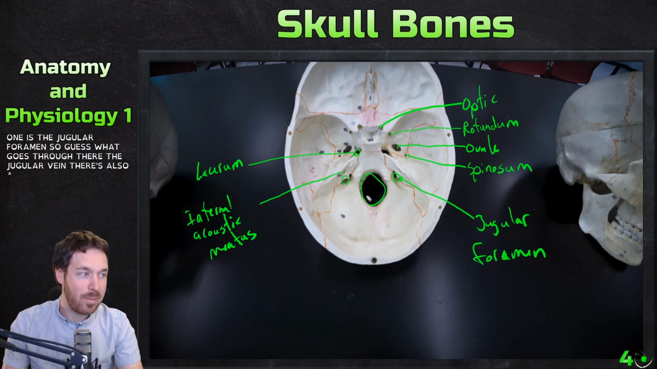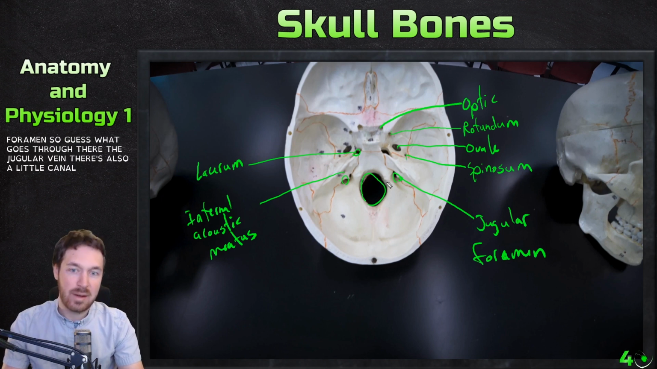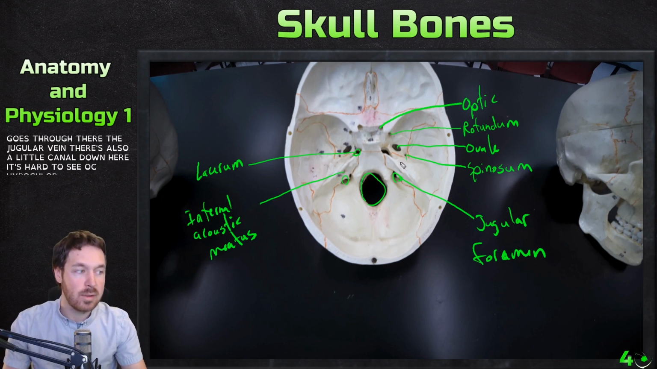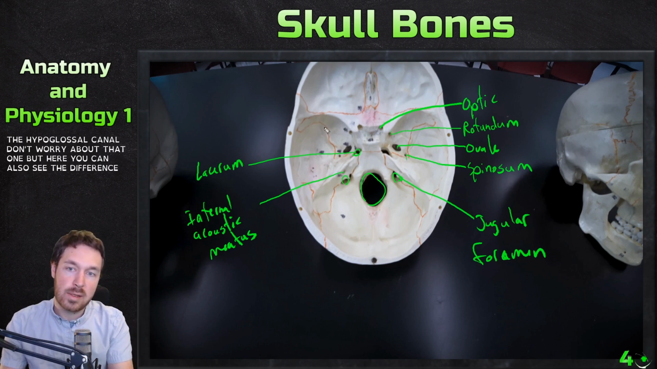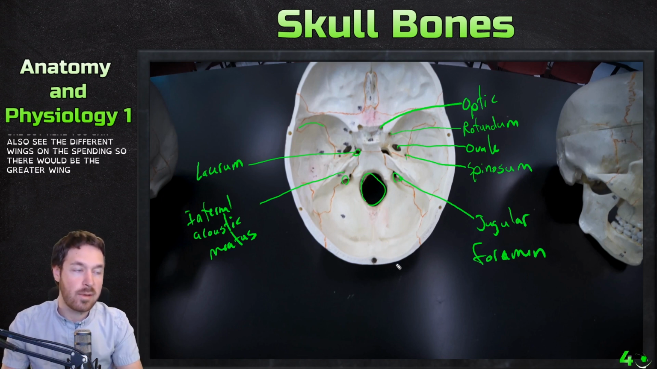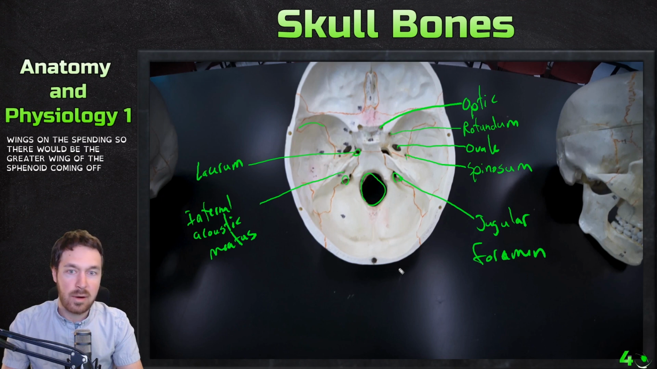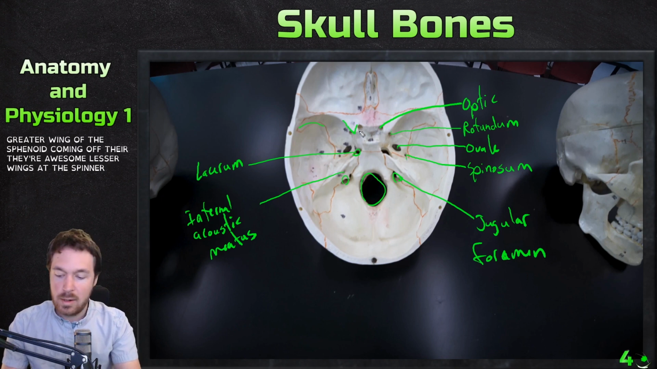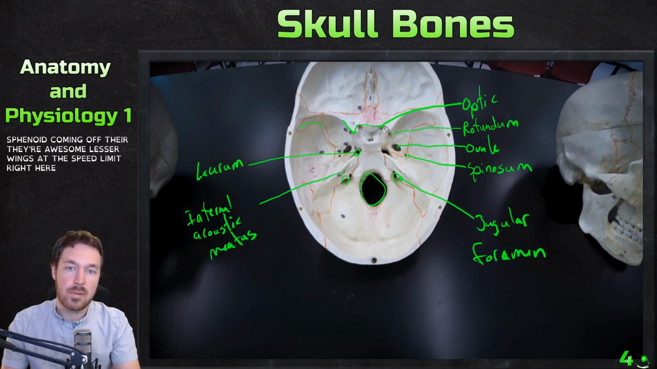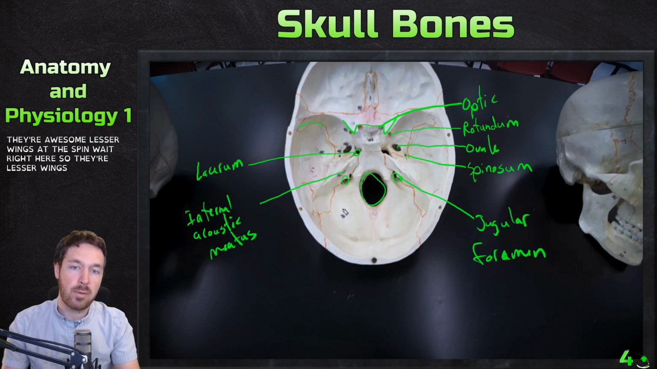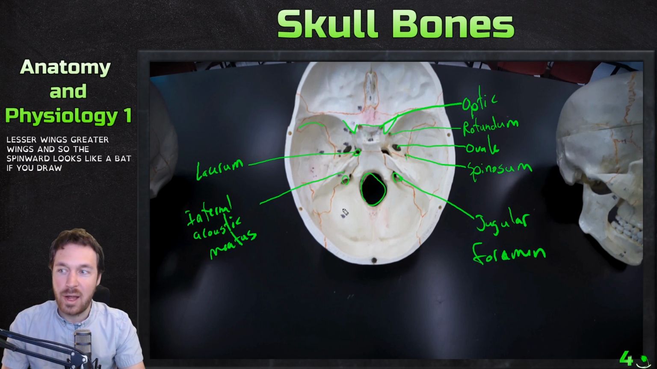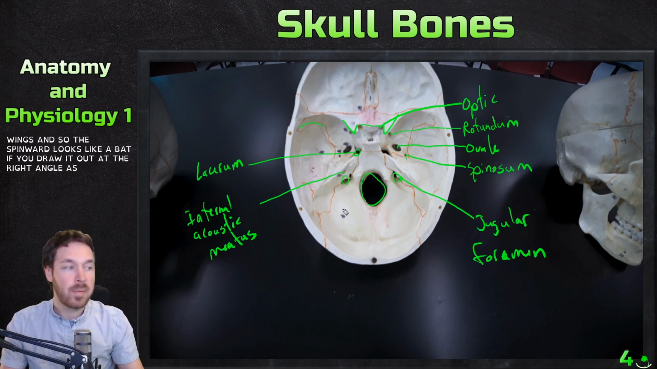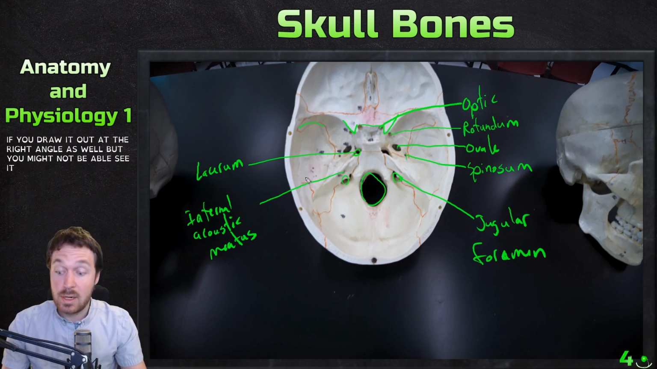And there's also a little canal down here. It's hard to see, but it's the hypoglossal canal. Don't worry about that one. But here you can also see the different wings on the sphenoid. So there would be the greater wing of the sphenoid coming off there. There are some lesser wings of the sphenoid right here. So there, lesser wings, greater wings. And the sphenoid looks like a bat if you draw it out at the right angle as well. But you might not be able to see it right here.